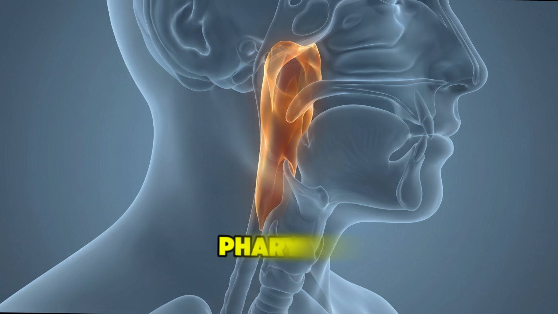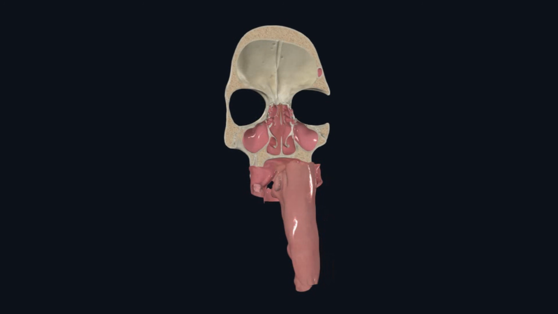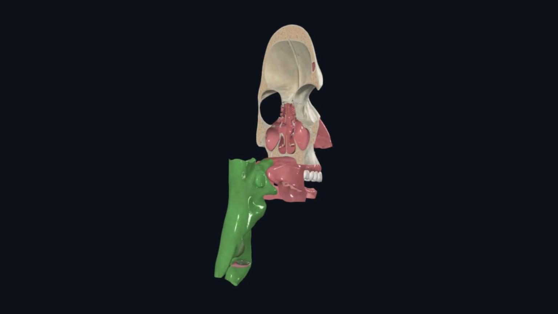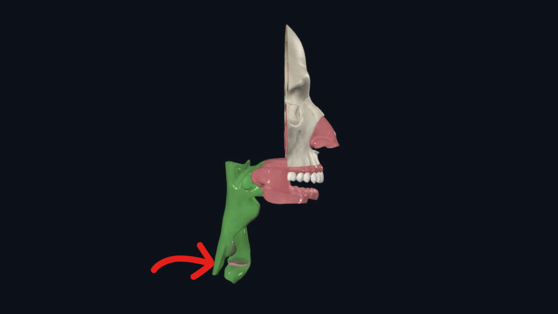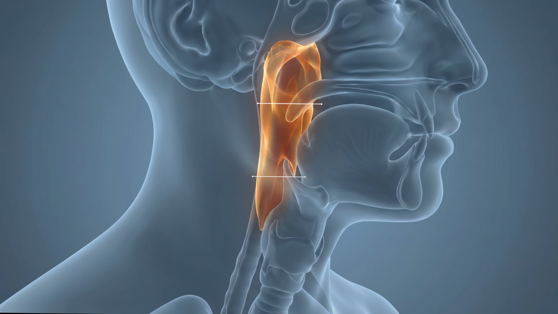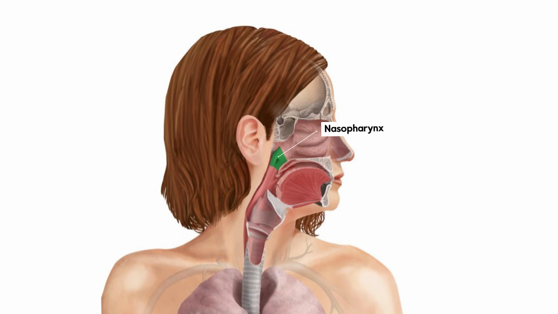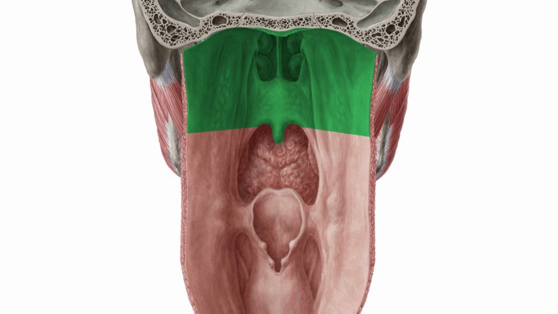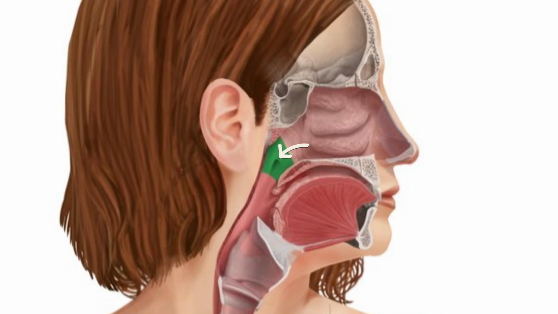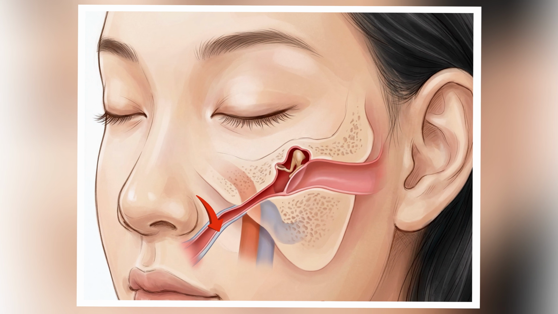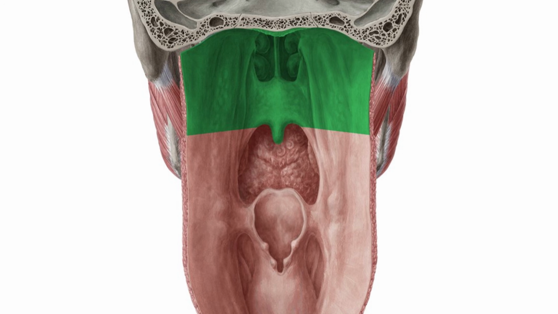Pharynx. From the nasal cavity, air goes into the pharynx. The pharynx is a muscular tube that is approximately 12 to 13 centimeters long. It extends from the back of the nose down to the larynx. The pharynx has 3 parts. The first part is the nasopharynx. This is the topmost part of the pharynx, located directly behind the nasal cavity. In its side walls, there are openings of the eustachian tubes that connect the middle ear to the pharynx. The nasopharynx is only for air. Food does not pass through here.